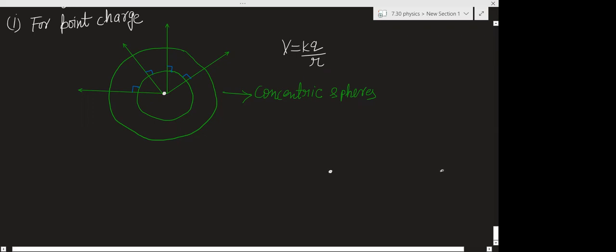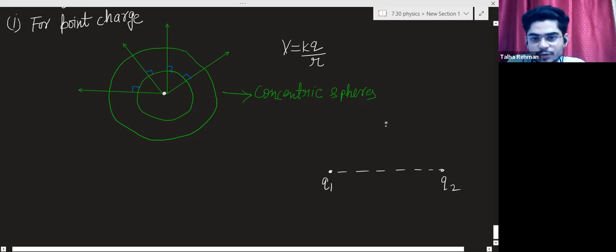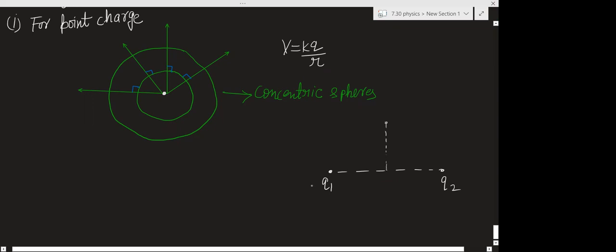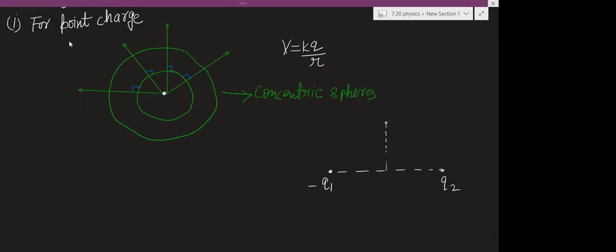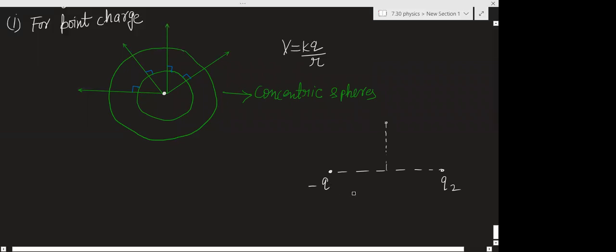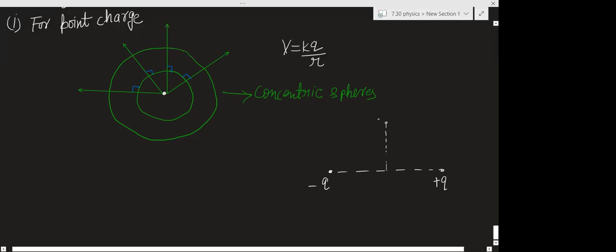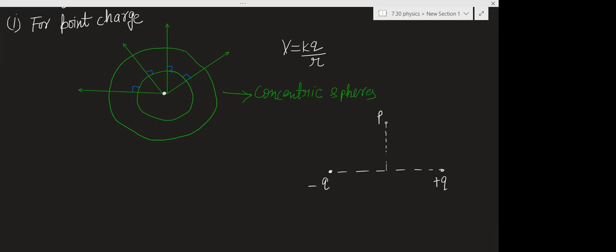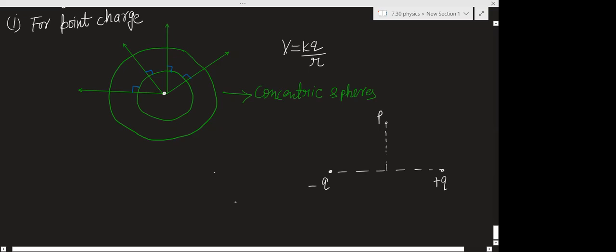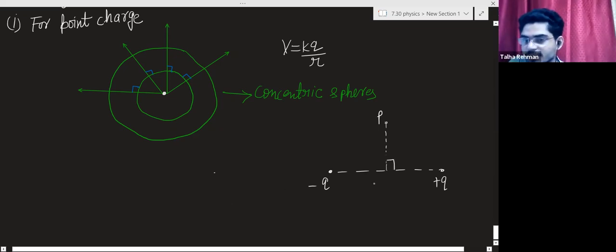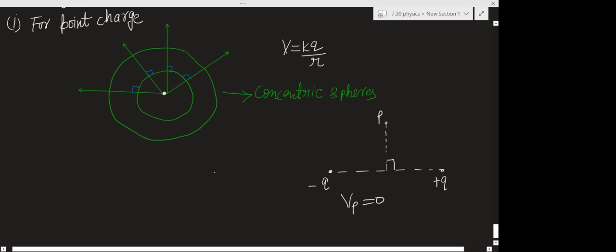Its dipole moment is the measurement of electric dipole, denoted by P. Suppose this is two charges, this is charge minus Q and this is charge plus Q. And what is the potential at point P? This is the equatorial position, and I have told you at the equatorial position potential is 0. Yes, sir. Okay.